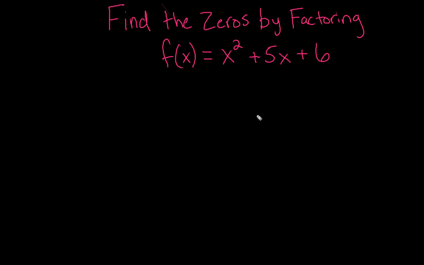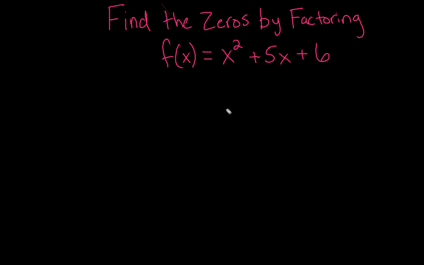Welcome everybody. In this video, we're going to talk about finding the zeros of a polynomial by factoring. Well, we're given this function f of x equals x squared plus 5x plus 6, and we're asked to find the zeros by factoring. Well, what are the zeros?